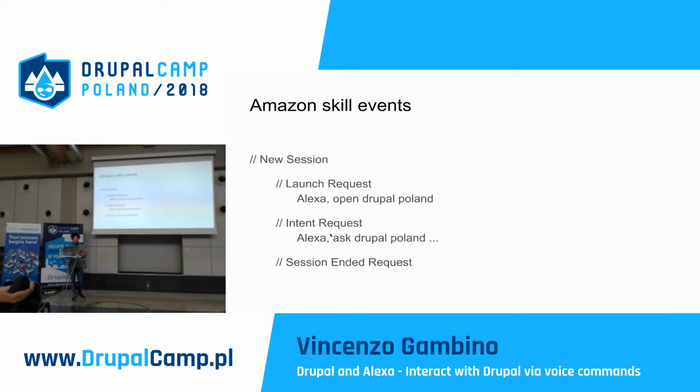So now there are 4 events on the Amazon skill. The first one is new session. It's called when the new session starts, so when the app is invoked. Then there is the launch request, which is also performed when the skill has been invoked. So when you say Alexa open Drupal Poland, it will perform this action here.